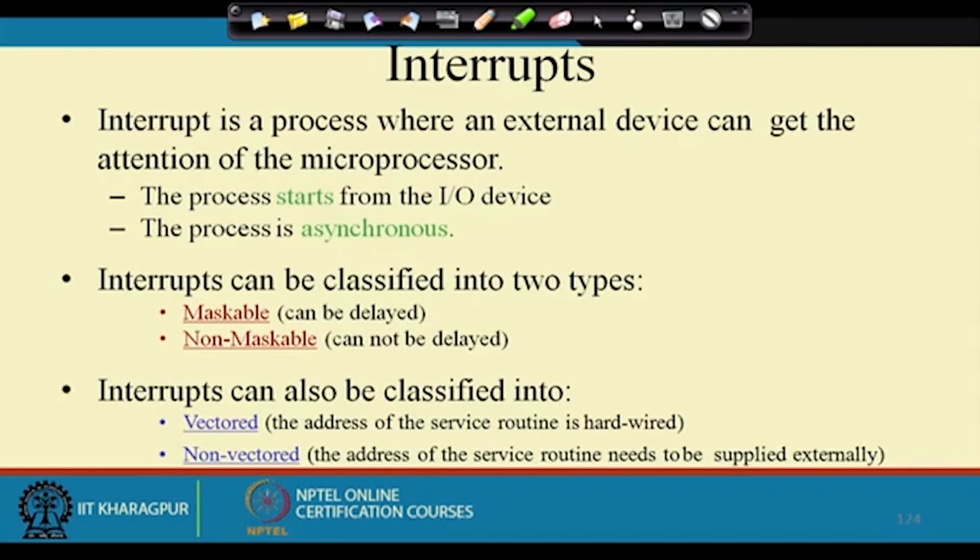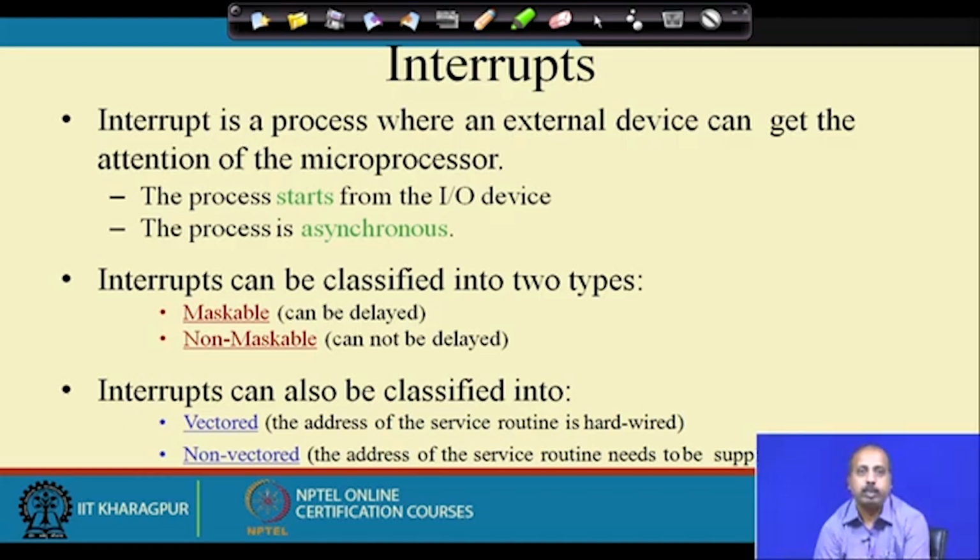So, an interrupt is a process where an external device can get the attention of the microprocessor. Normally, this interrupt has to be initiated by the IO device. The processor will not initiate it. For example, if I have connected a keyboard with the processor, normally this keyboard is operated by human beings, so they are much slower compared to electronic components like processors.